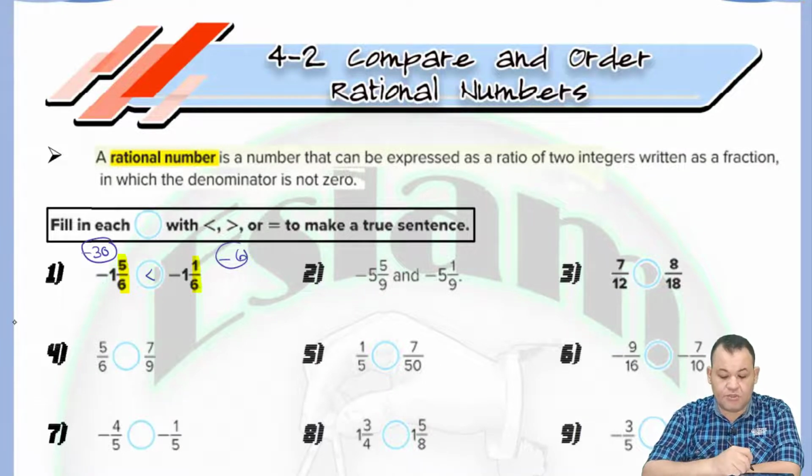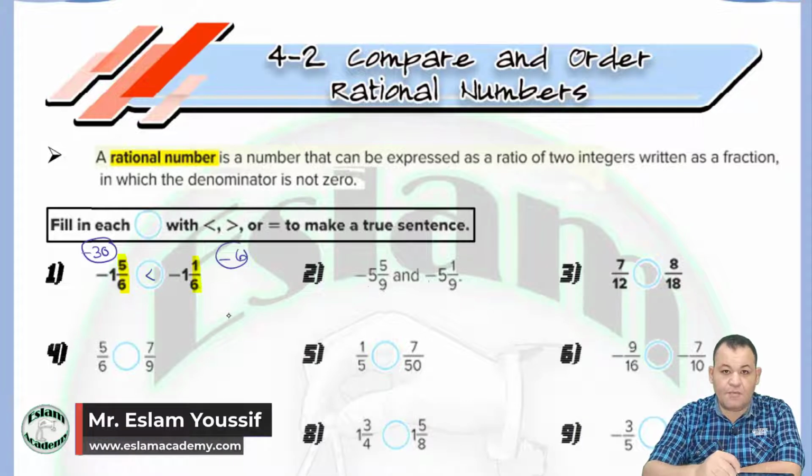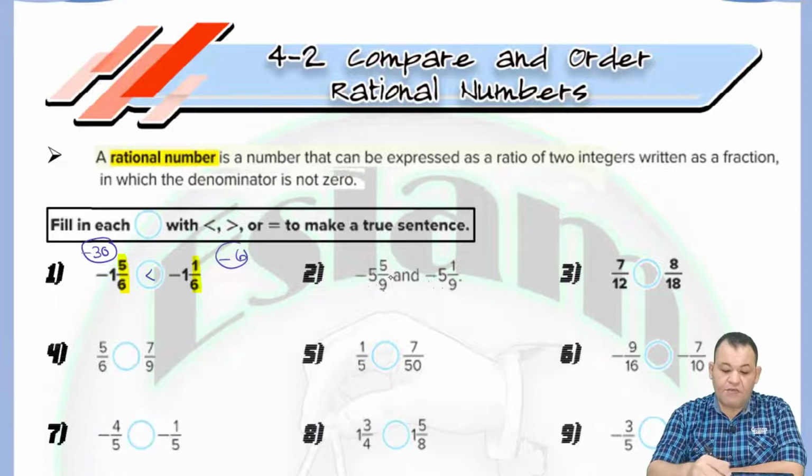Again, for question number 2, we need to compare negative 5 and 5 over 9 with negative 5 and 1 over 9. The two numbers are negative and the whole numbers are the same, so we look at the fraction. Negative 5 over 9 and negative 1 over 9 have the same denominator. The greatest numerator is negative 1, because negative 1 is greater than negative 5. So negative 5 and 1 over 9 is greater than negative 5 and 5 over 9.